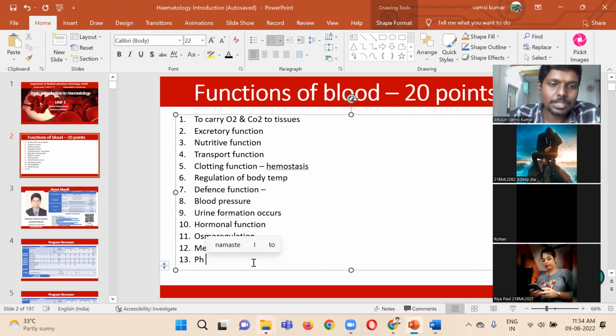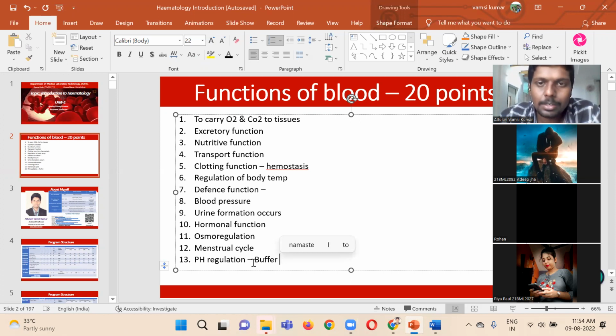This pH regulation is also called the buffering function. The buffering function is given by the blood. I would like to tell you about pH even more. If the pH is less than 7.2, the patient will die immediately. If the pH is greater than 7.5, the patient will die.